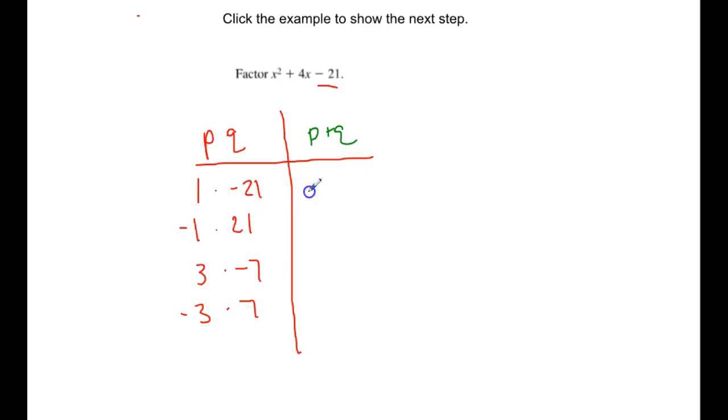1 plus a negative 21 is a negative 20. Negative 1 plus a positive 21 is a positive 20. 3 plus a negative 7 is negative 4. Negative 3 plus a positive 7 is a positive 4. So now that I've added them all together, I look and see what my b term is in my polynomial, and I see that it's a positive 4, so that tells me I'm going to use this bottom set of factors.